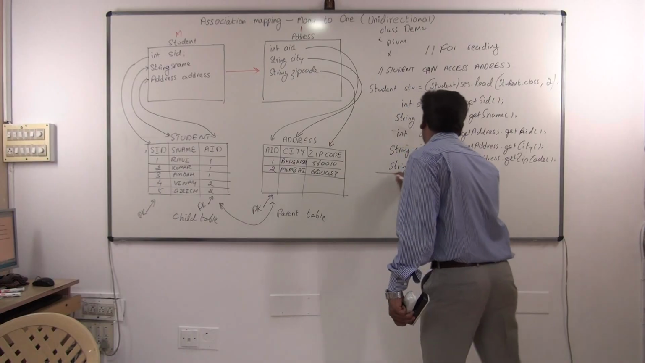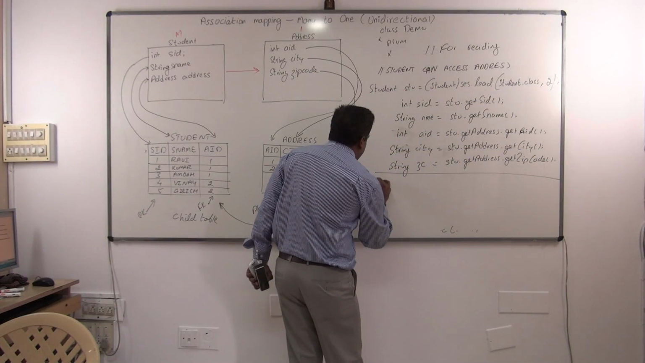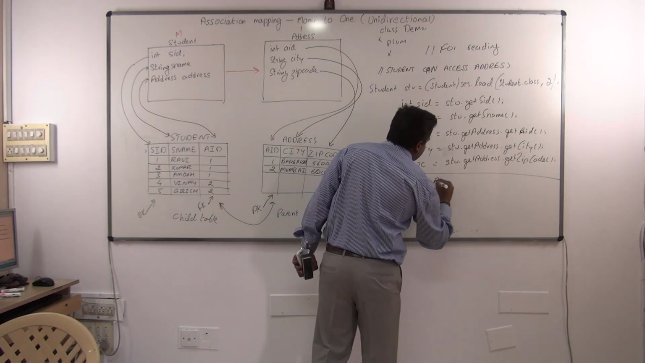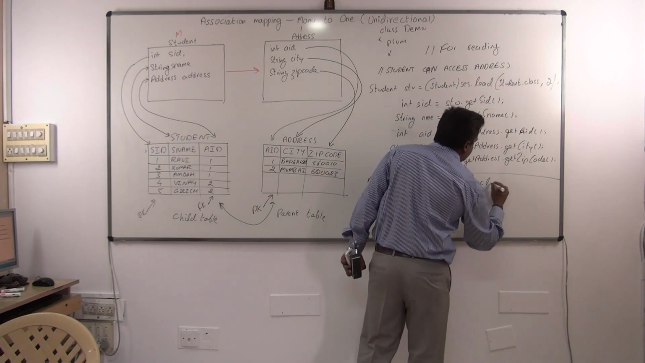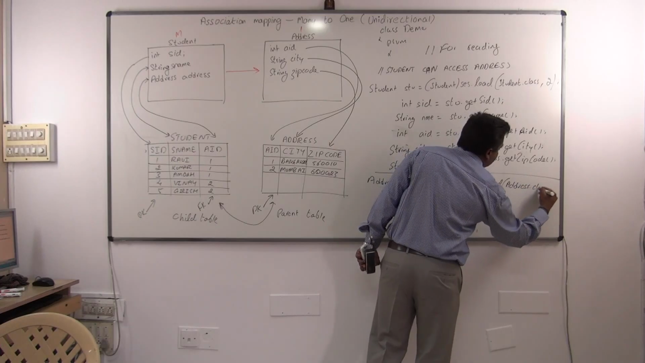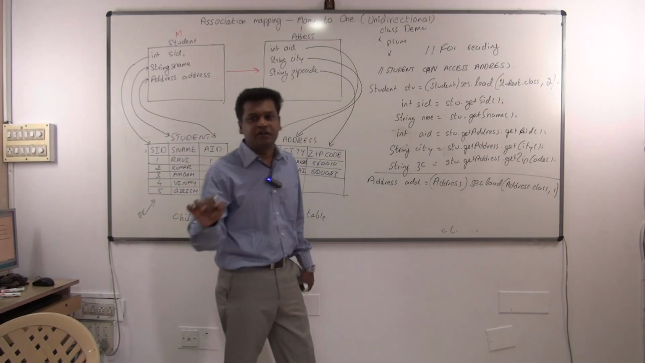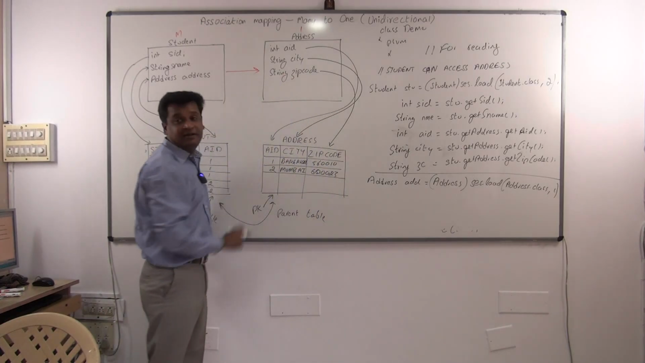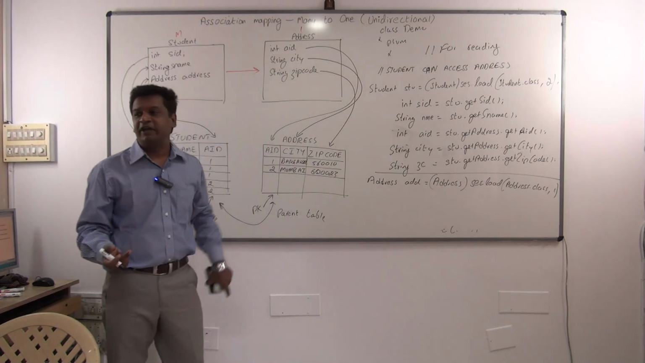So let me show you that also here. See, I'll write it here. The code would be: address add is equal to session dot load of address dot class comma first address, 1. I am writing new integer of 1. Address is loaded now, but from address what can I get? ID I can get, city I can get, zip code I can get.